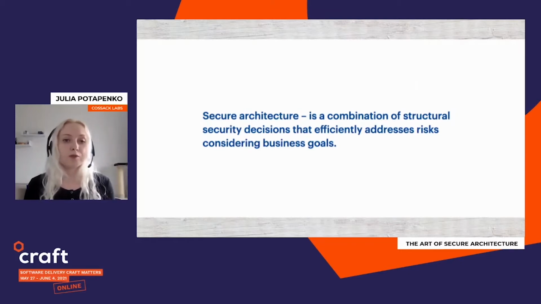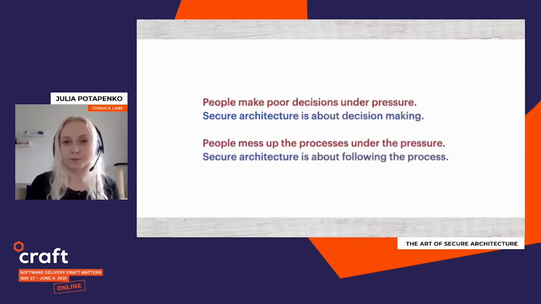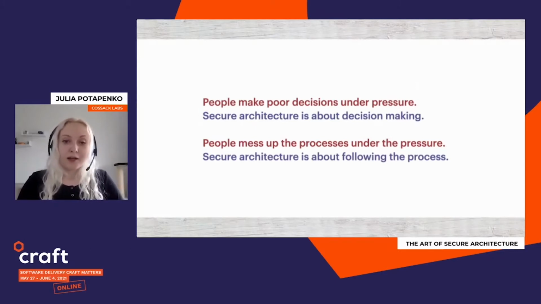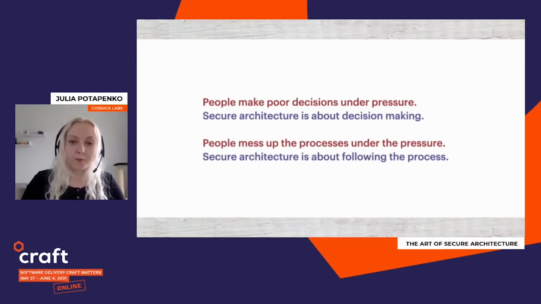No one wants to sacrifice usability, performance, availability, and so on for questionable security controls. We want to address risks in cooperation with business goals, not in contradiction. But a small startup environment is associated with lots of pressure, like time and budget, and people make poor decisions under pressure. Secure architecture is about decision making. People mess up the processes under pressure, while secure architecture is about following the process.